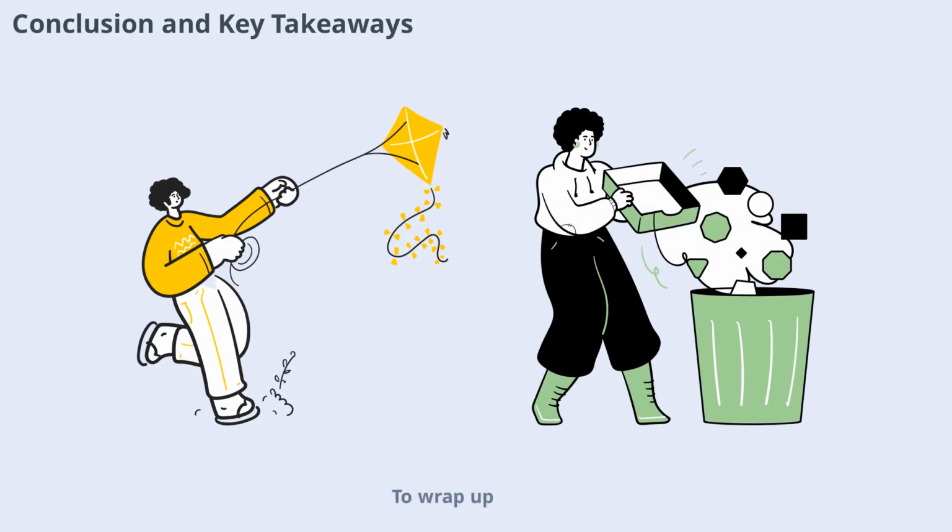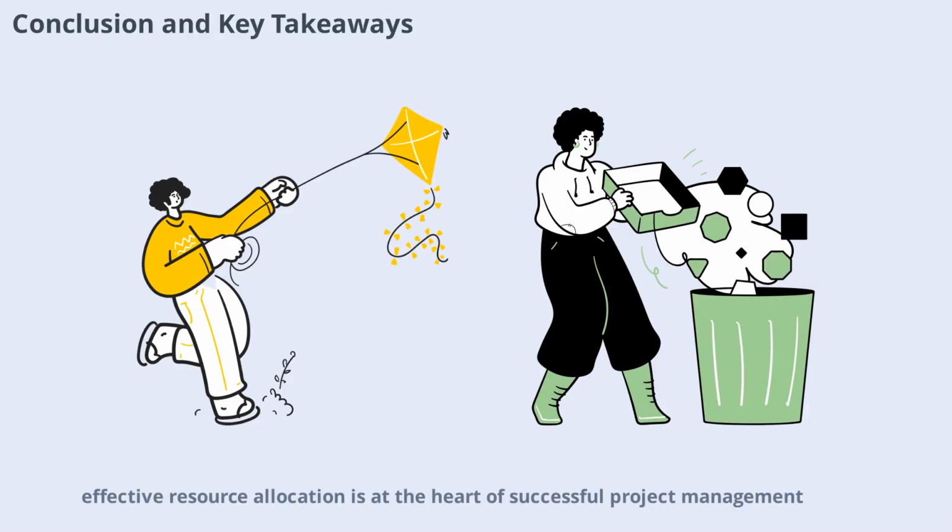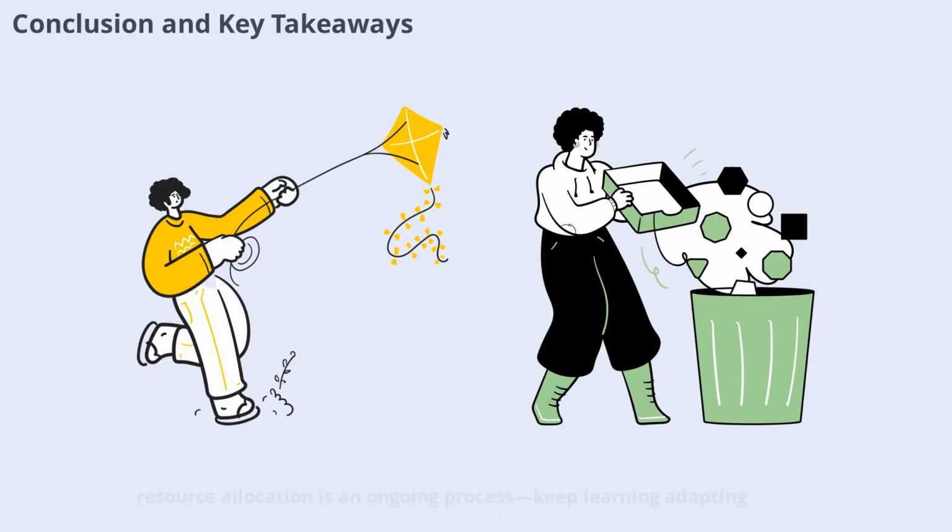Wrap up: effective resource allocation is at the heart of successful project management. By understanding your resources, setting clear priorities, using the right tools, and staying flexible, you can overcome challenges and deliver outstanding results. Remember, resource allocation is an ongoing process. Keep learning, adapting, and striving for improvement in every project you manage.